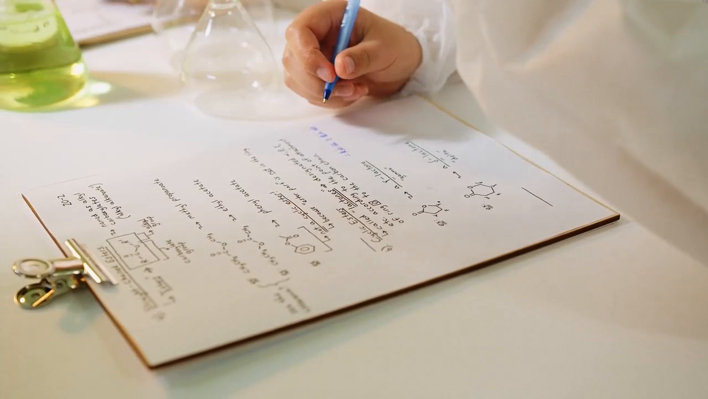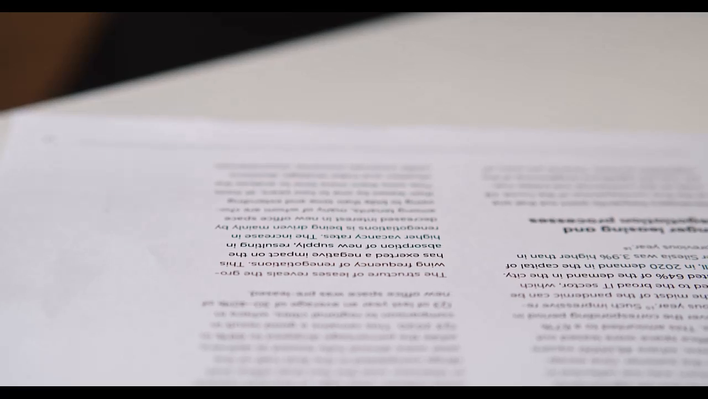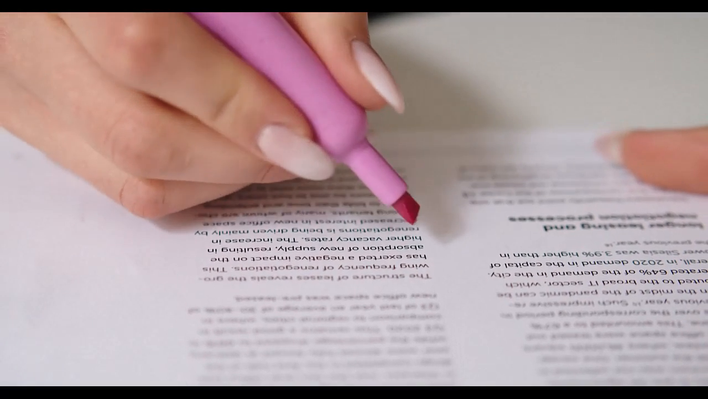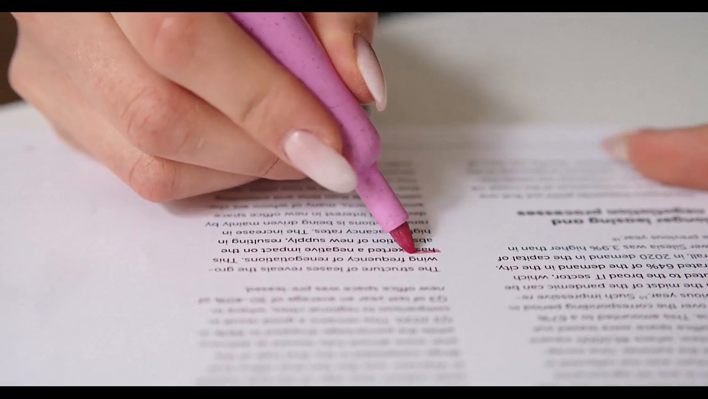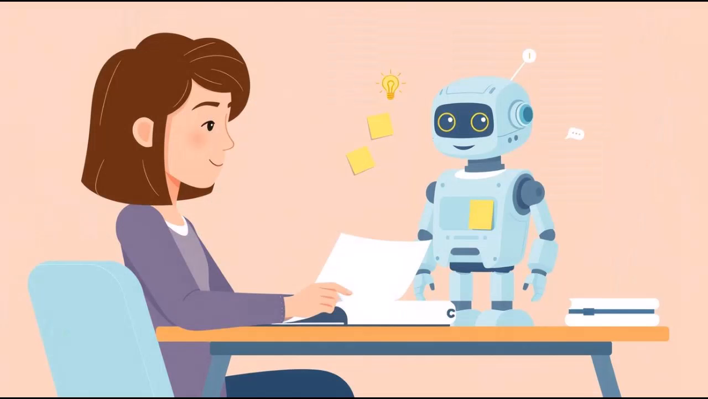Finally, turn your research into a report, paper, presentation, or video. AI can help draft outlines, write sections in simple language, and format your citations correctly. But always double check the output. AI can make mistakes, especially with references. So think of AI as your assistant, not your final editor.